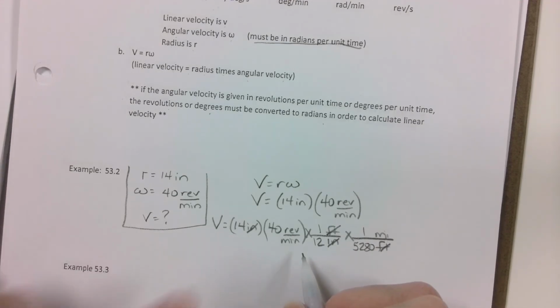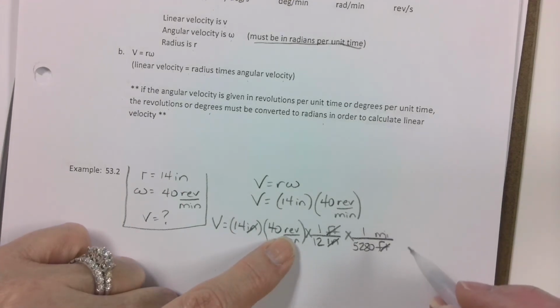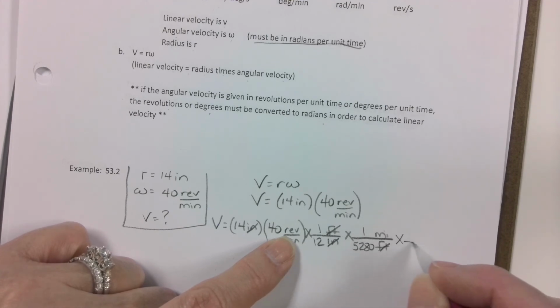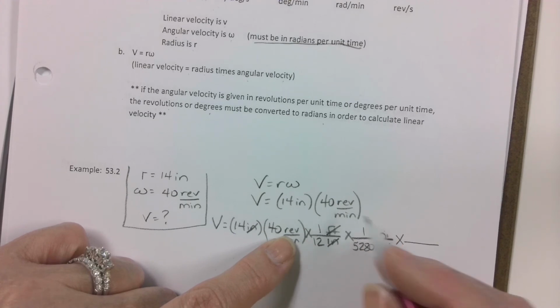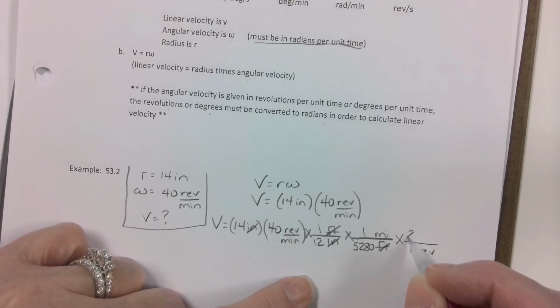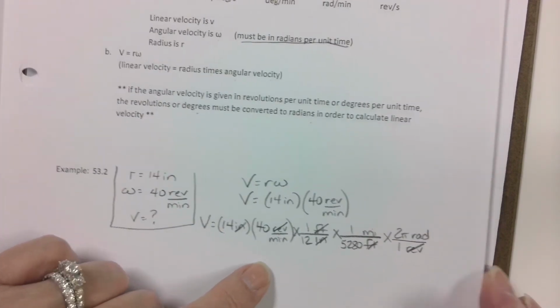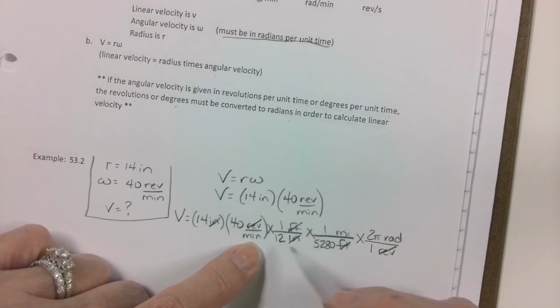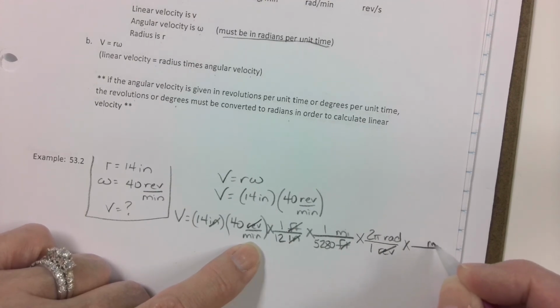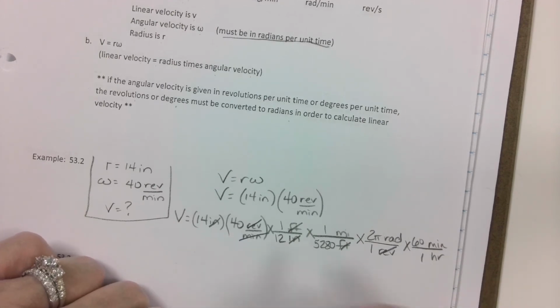Now I need to get it to hours. Now I'm in revolutions, so I've got to take care of that too. Okay, so my revolutions, remember, I can't leave it in revolutions. It's got to be in radians. So I know one revolution around the circle is 2 pi radians. So I can say 1 revolution is 2 pi radians. So take care of that. Now, I've got miles, I got that. I've got to have hours. So put the minutes here and hours here. Then the minutes will cancel. 1 hour is 60 minutes.